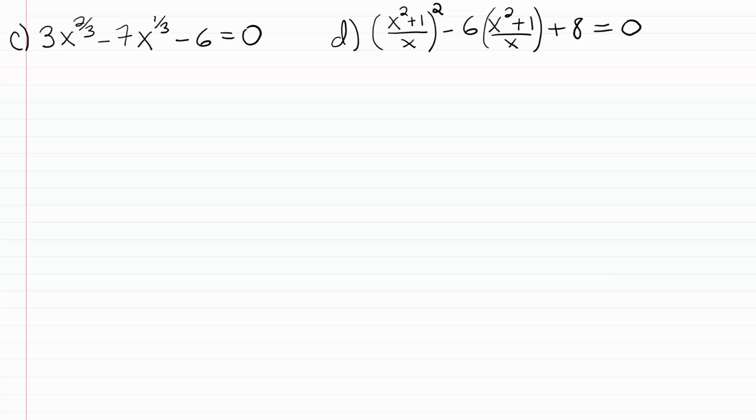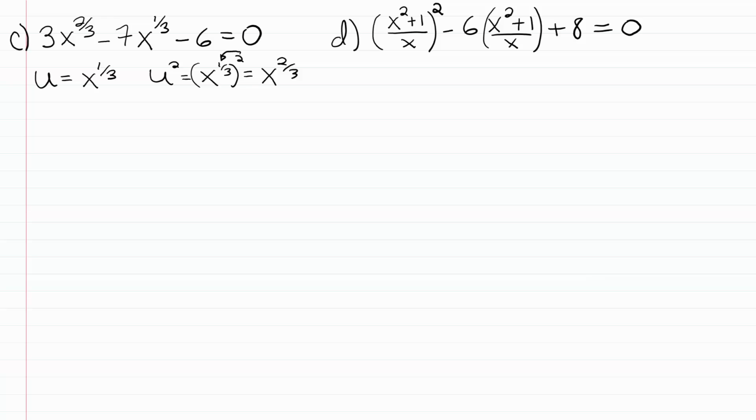All right, so example C appears to be in quadratic form. Let's go ahead and turn it into u is equal to x to the 1/3, right? So we substituted the x to the 1/3 for u. All right, from there we can see that u squared would indeed be equal to x to the 1/3 squared, which would then of course be x to the 2/3 because this power would distribute in, turning 1/3 into 2/3.